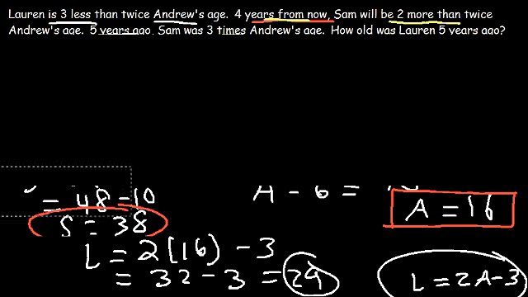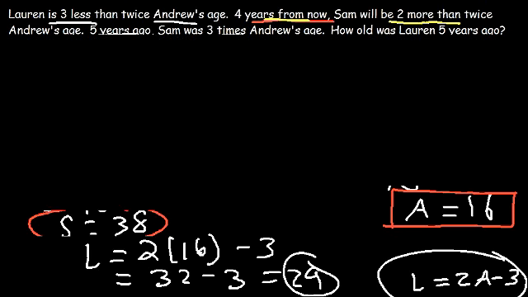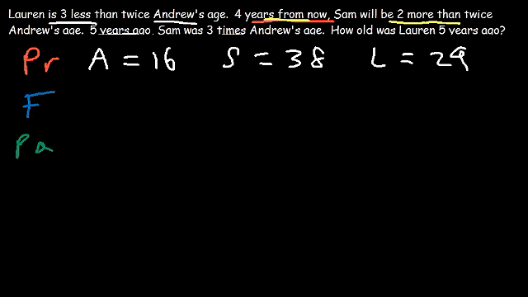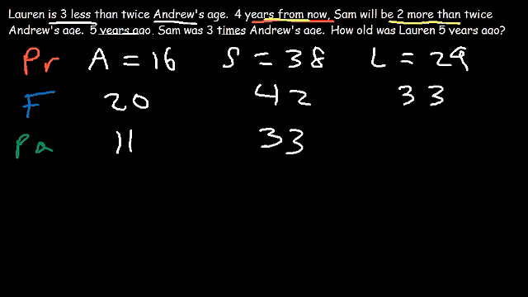So now let's organize the answers into a table. So we have the present, the future, and the past. At the present, Andrew is 16, and Sam is 38, and Lauren is 29. So we can get rid of this. In the future, that is 4 years from now, Andrew is going to be 20, Sam is going to be 42, Lauren is going to be 33. In the past, 5 years ago, Andrew was 16 minus 5, or 11, Sam was 38 minus 5, or 33. And Lauren, 29 minus 5, was 24.